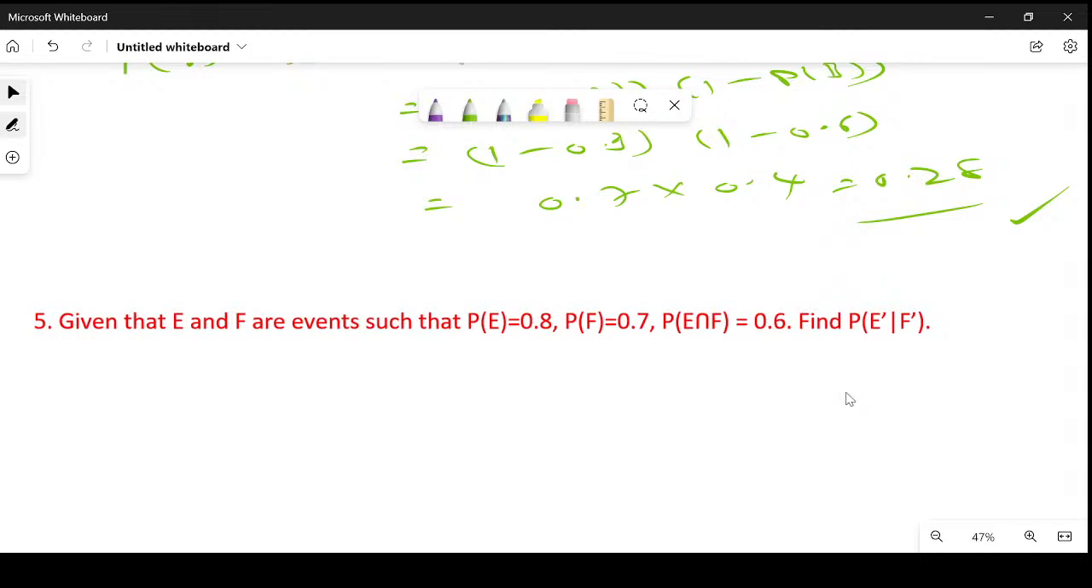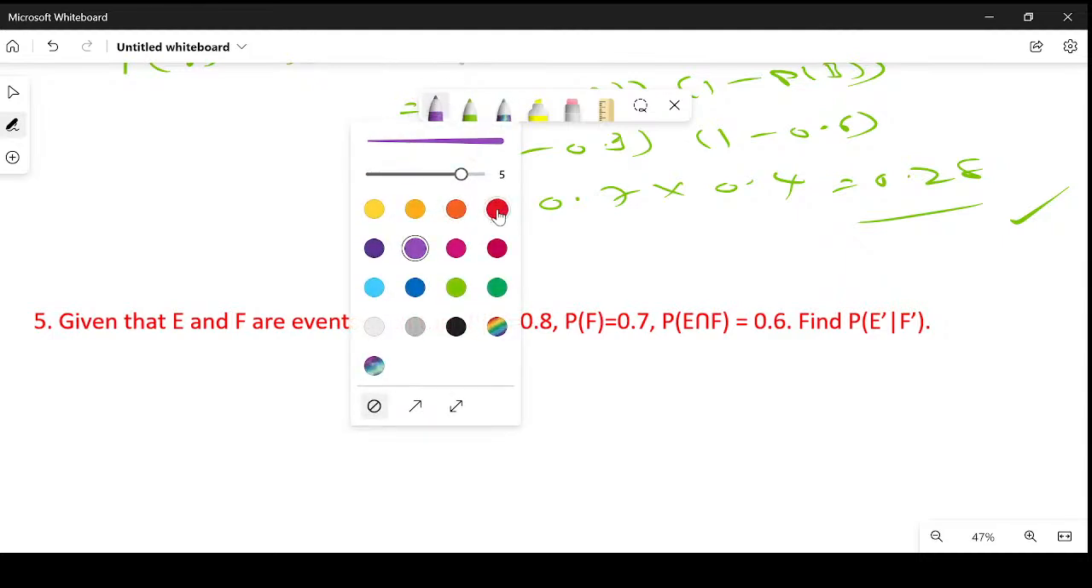See this one now. This is the problem. Given that E and F are events such that P of E equal to 0.8, P of F equal to 0.7, P of E intersection F equal to 0.6, find P of E complement by F complement, the conditional probability. They are asking us to find this. Check this, this is also a simple one. You can think about this.